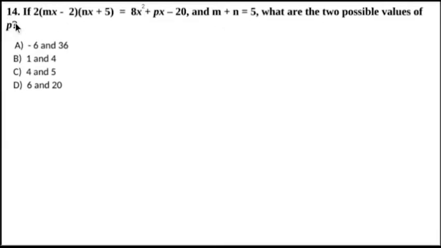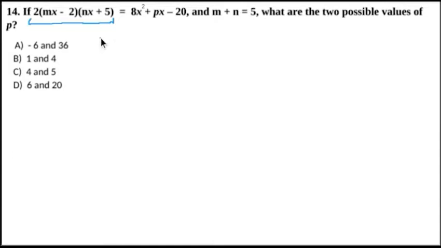Question 14. If 2 brackets mx minus 2, open brackets nx plus 5 is equal to the quadratic 8x squared plus bx minus 20, and also m plus n is equal to 5, what are the two possible values of p? So it looks complicated at the start. So what we will do over here will be multiply out our brackets to get a full expression.